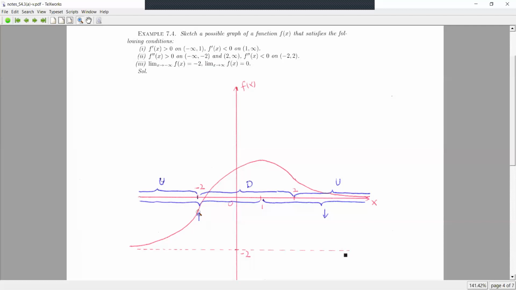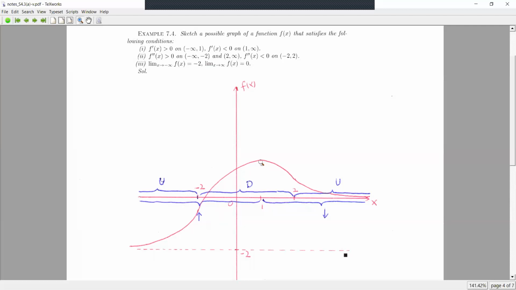Now, second piece. From negative 2 to 1, over this interval, the graph is concave down and increasing. So I draw the curve like this, concave down, but increasing. Stop here.